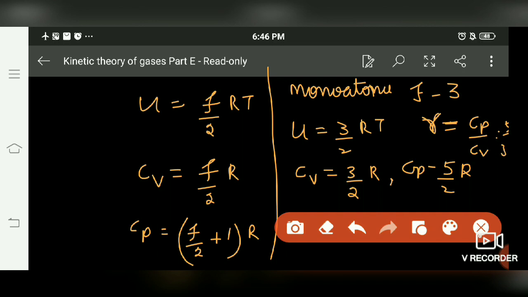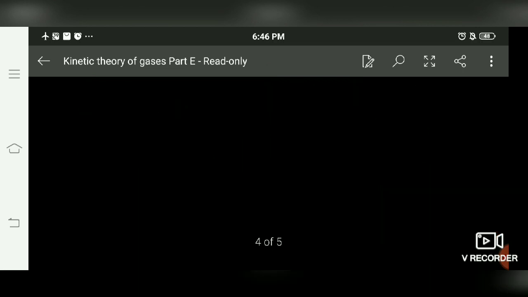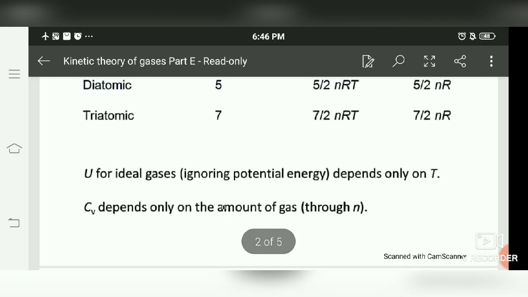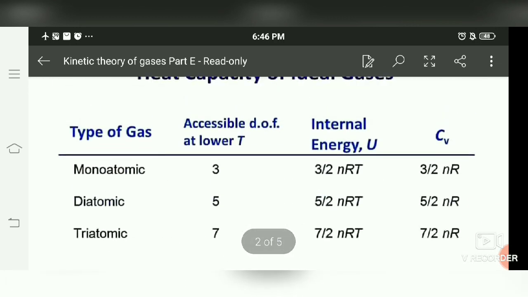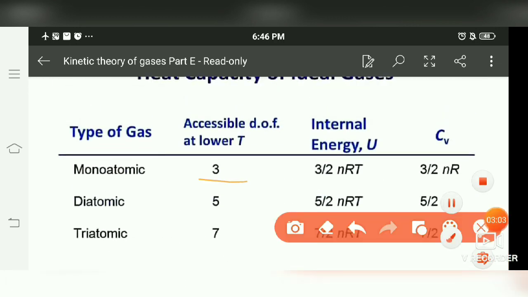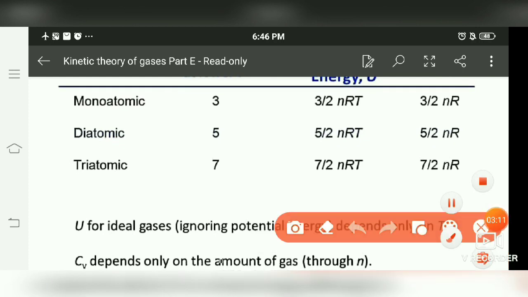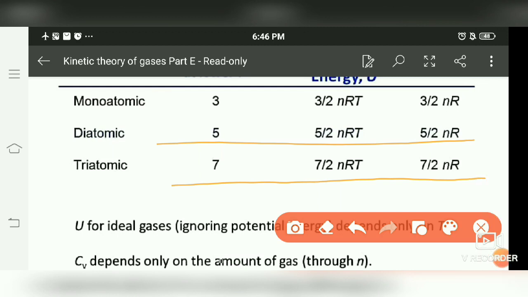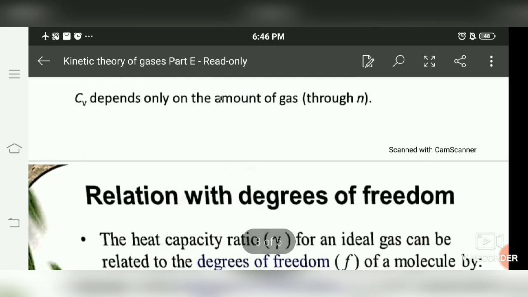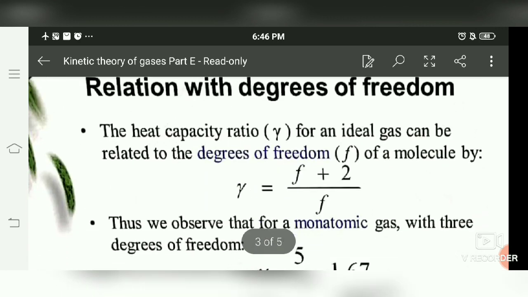Similarly, by using this formula, we can find it for the diatomic gases at room temperature and at high temperature. So the expression we get here: for monatomic, this is internal energy, this is Cv. For diatomic, this value we get, and for triatomic, this is the value we get for the Cp, Cv and U.